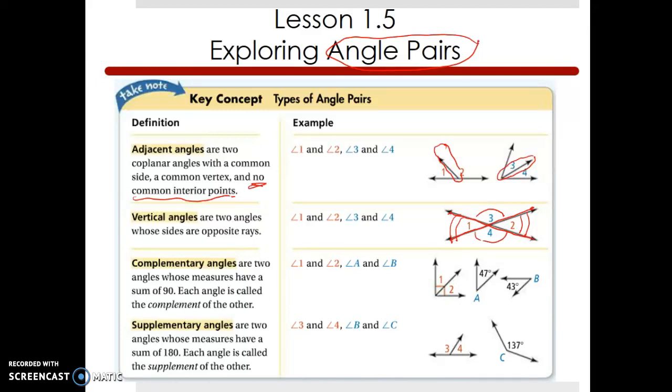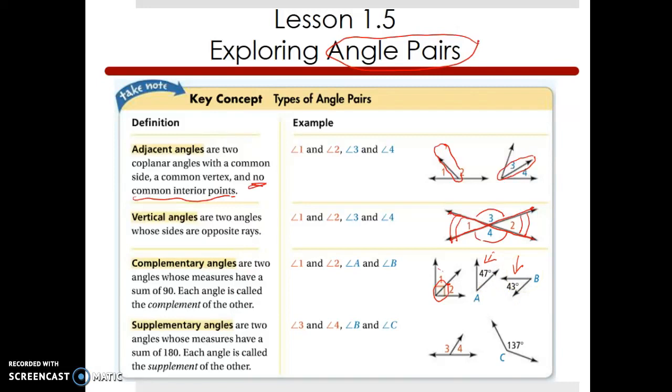The other two you should have already known by now: complementary angles and supplementary angles. If you remember from middle school, complementary angles are two angles that add up to 90 degrees. Right angles are 90 degrees. Any two angles that make a right angle are complementary, but they do not have to be adjacent. You could also have two angles like 47 and 43 that make 90 degrees when you add them up.